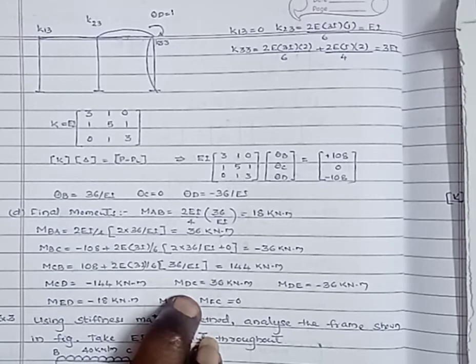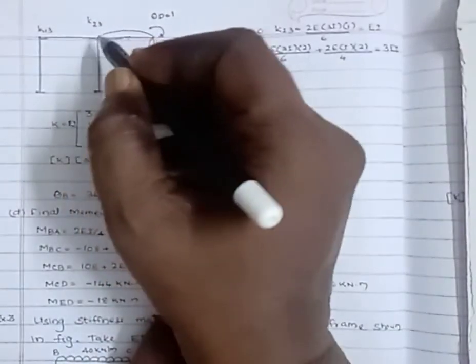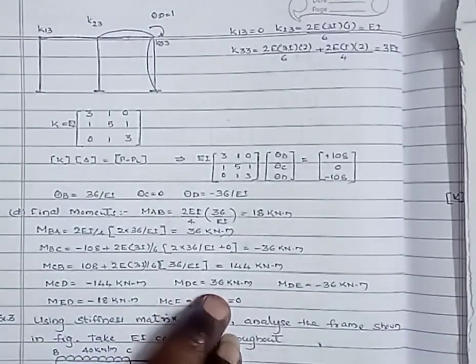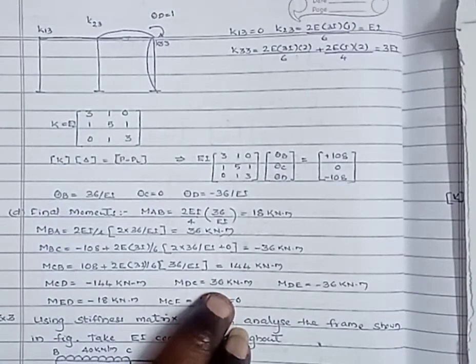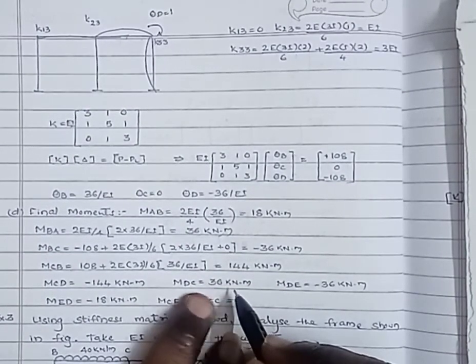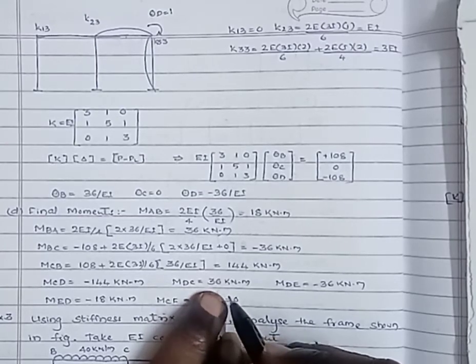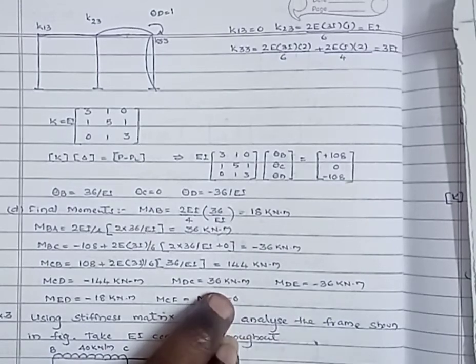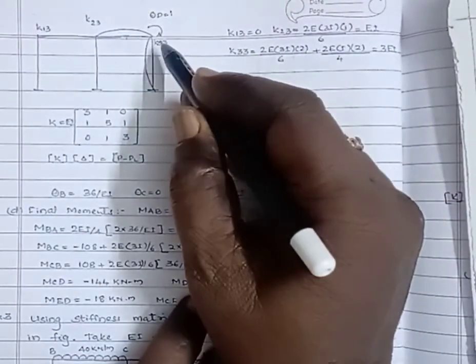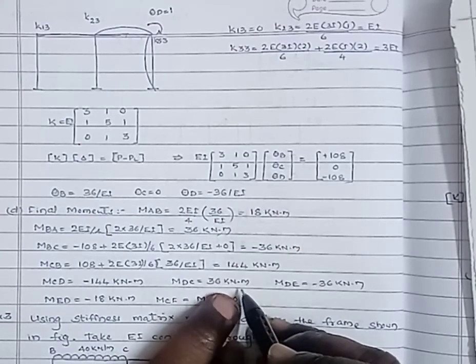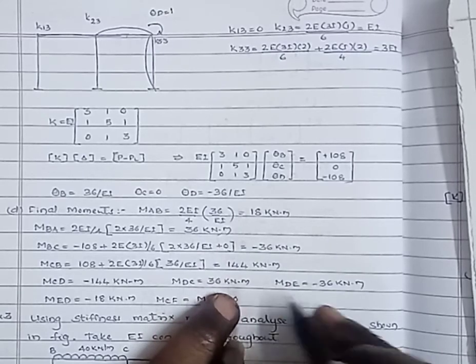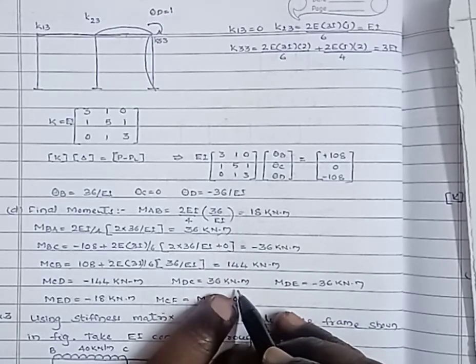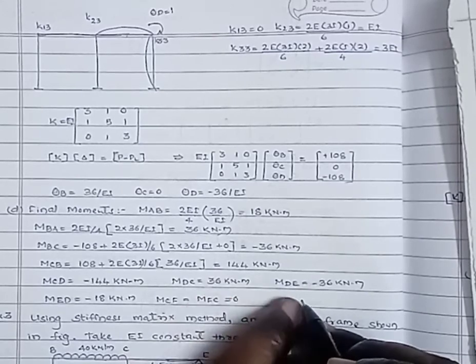MDC, for the horizontal member from this end. Again by simplification, the fixed end moment MFDC is 108 plus 2E into 3I by 6 inside the bracket 2 times theta D plus 1 times theta C. Theta C is 0, theta D is minus 36. After simplification MDC equals 36 kilonewton meter.